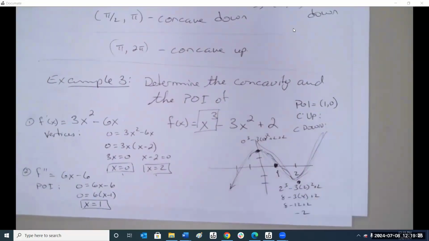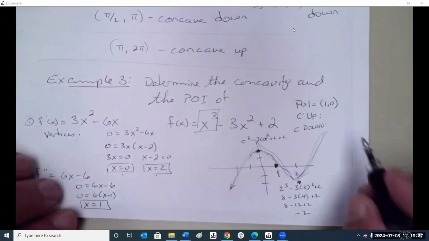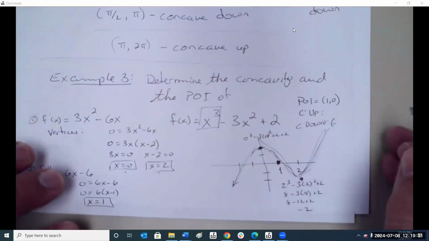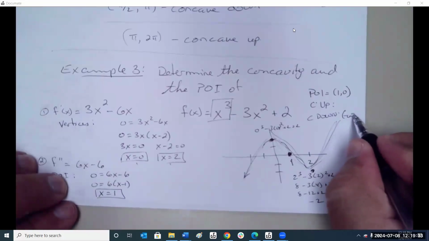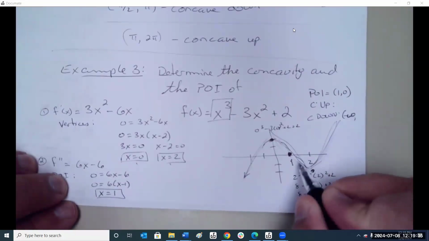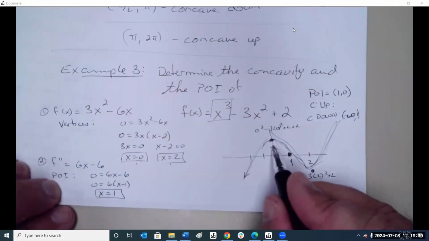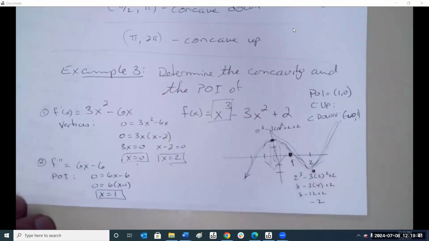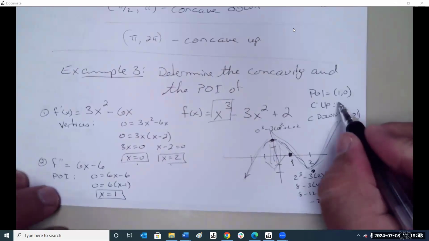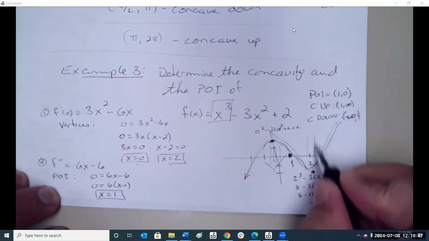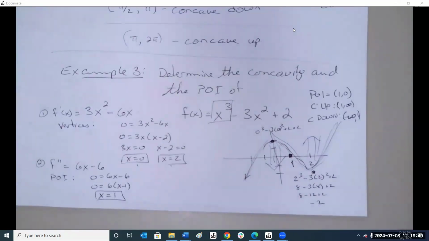Where is it going? Negative infinity. This is down. Negative infinity to where? To 1. Very good. So everything here is down. And then up. Very good. Everything here is concave up. Very good.